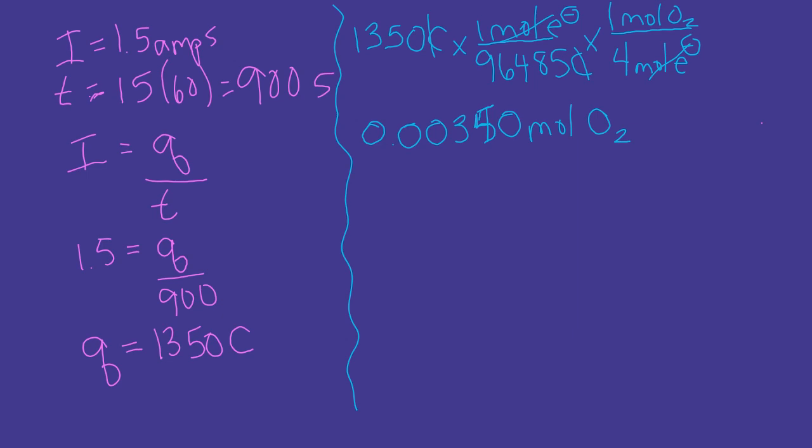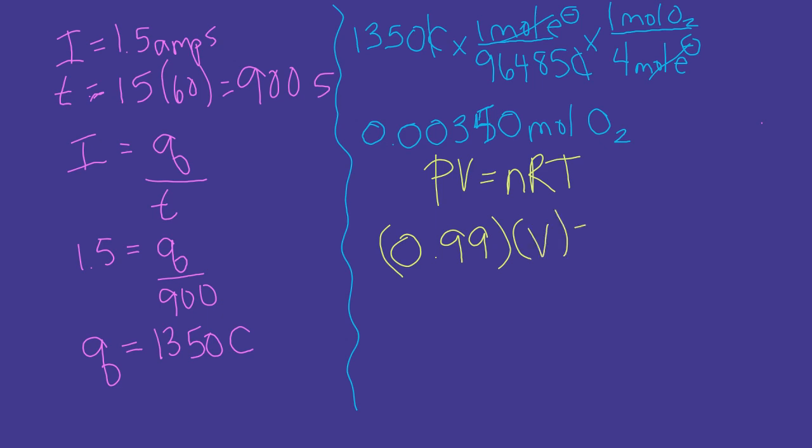Now if I want to get volume, we're going to plug this into PV=nRT, because this is a gas. We can only use PV=nRT for gases. Pressure is 0.99. Volume is what we're solving for. n is what we just found. I'm going to run out of room, so we kind of go sideways here.